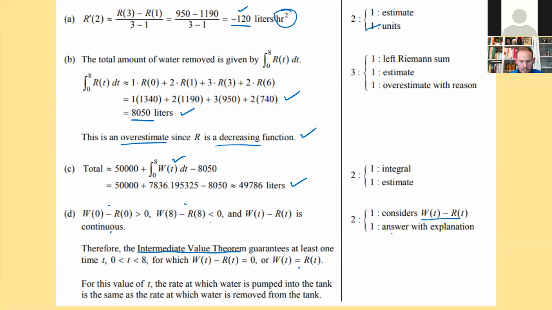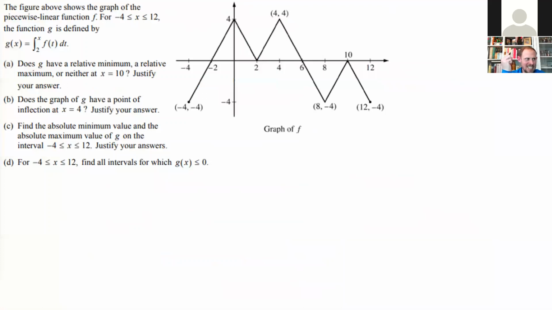So we did that. Answer with explanation, we did that. So we got this, we got that. So I would have gotten 8 out of 9 on that one. Oh darn. Units. All right, next one here.